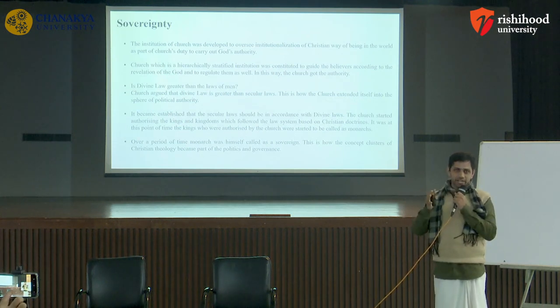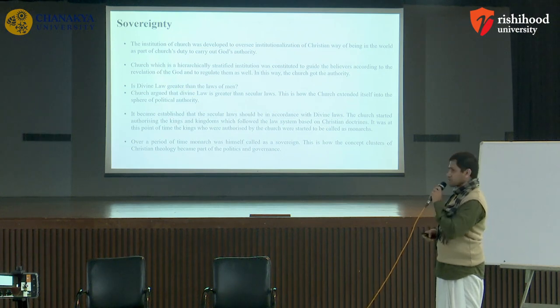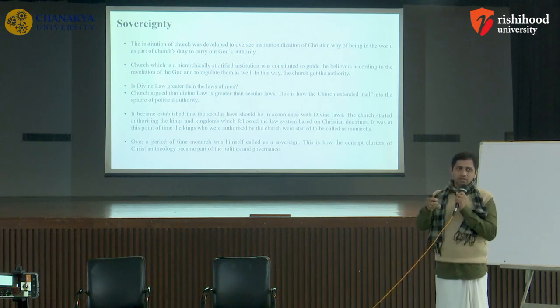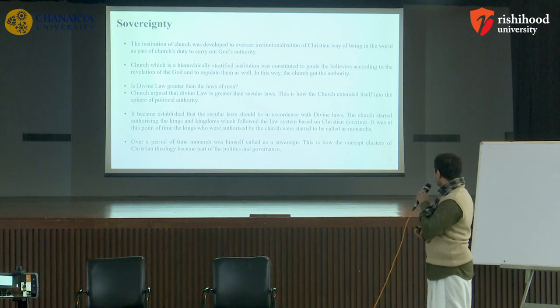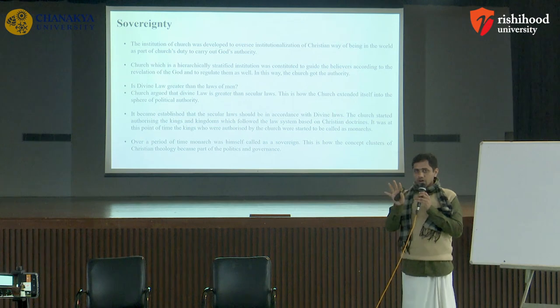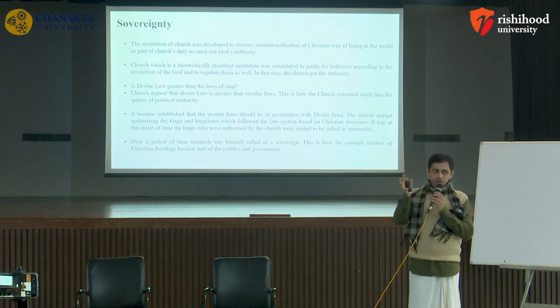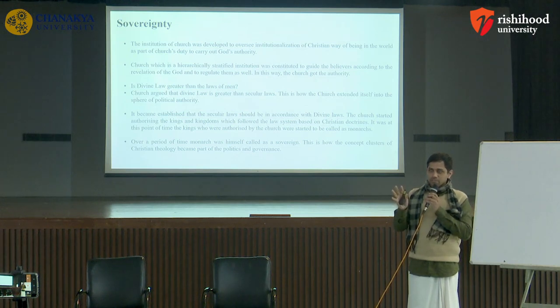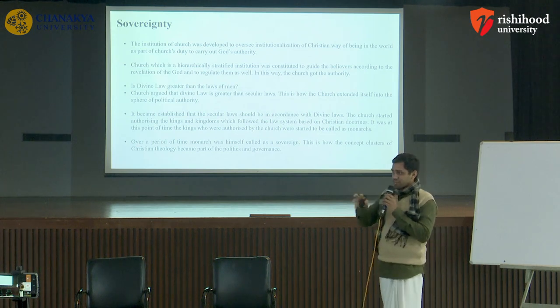So the discussion of sovereignty evolved, and the institution of the church was developed to oversee the institutionalization of the Christian way of being in the world, as part of the church's duty to carry out God's authority. This is how the church got the authority to control people. Later on, the church, a hierarchically stratified institution, was constituted to guide the believers according to the revelation of God and to regulate them as well. So God was considered sovereign initially, and later, because the church was an institution to guide people, it also drew authority, and the concept of sovereignty partially shifted to this institution called the church.